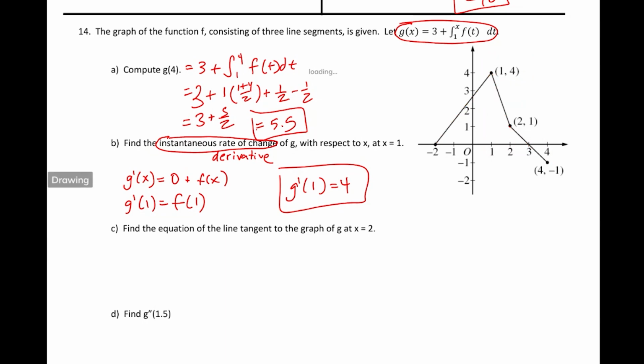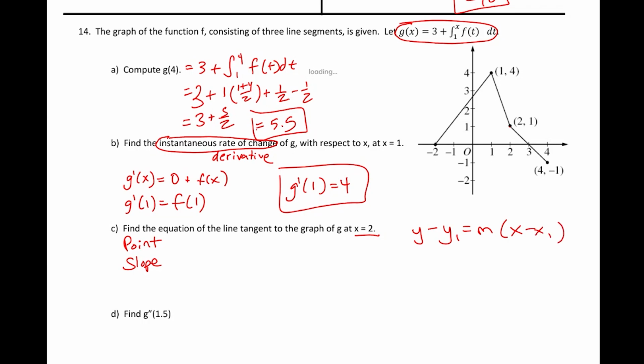Part C says find the equation of the line tangent to the graph of g at x equals 2. Okay, so our setup here, we need a slope. We need a point. Let's start with the point. Since it's called point-slope form, probably makes more sense to start with the point. So we need a point, we need a slope, and our equation is going to take this form. y minus y1 equals m times x minus x1.